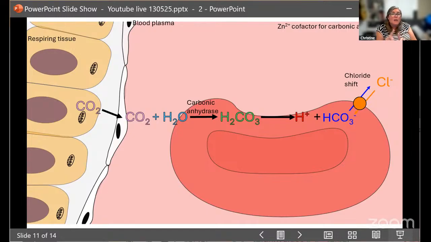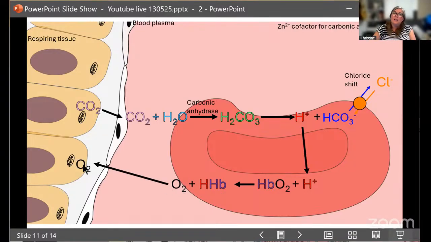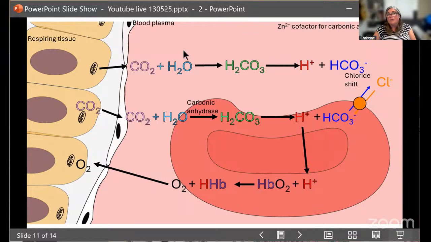If we didn't remove the hydrogen carbonate ion, because the reaction is reversible, that could come together with the hydrogen ions to produce carbonic acid. So this way, it means that we can remove the hydrogen carbonate ion into the blood plasma, and therefore the hydrogen ion is now going to bind with the hemoglobin, changing its shape, releasing the oxygen, and therefore the oxygen can now diffuse out.